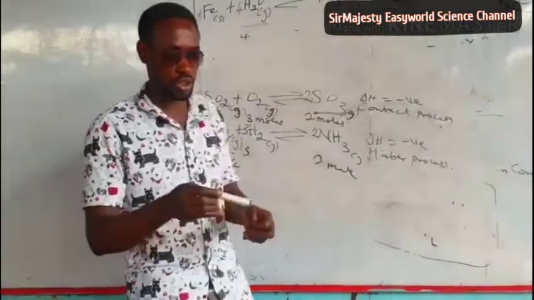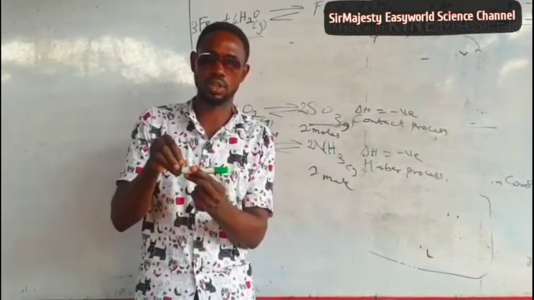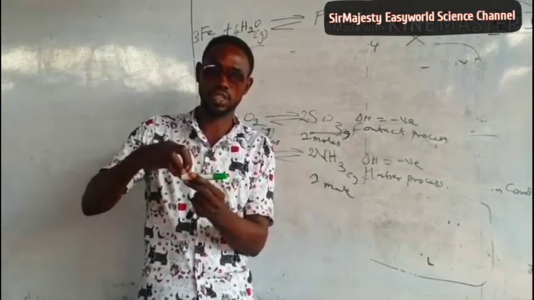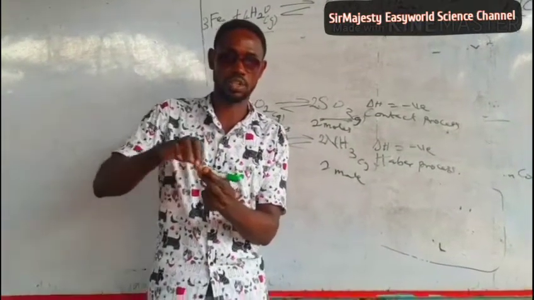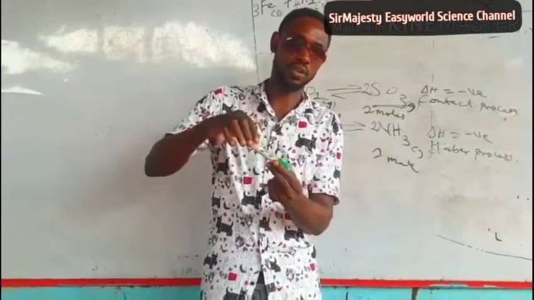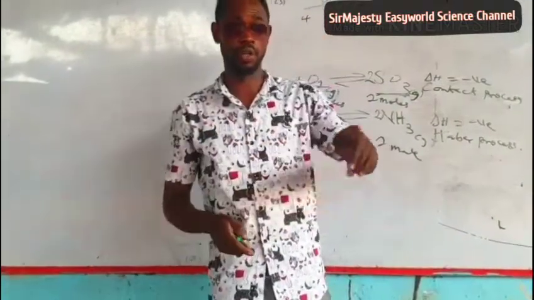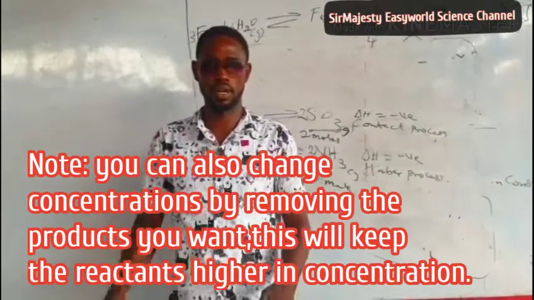Which means in concentration, I still use my marker. If I want more of this end, I will increase the concentration of this end, since I know that from this end I go here. If there are more particles colliding here, I'll have more of my products here. So if you increase the concentration of product, there will be more yield of reactant. If you increase the concentration of reactants, there will be more yield of product.